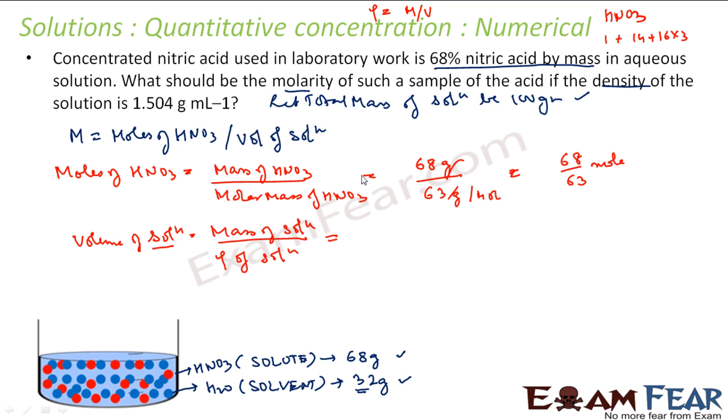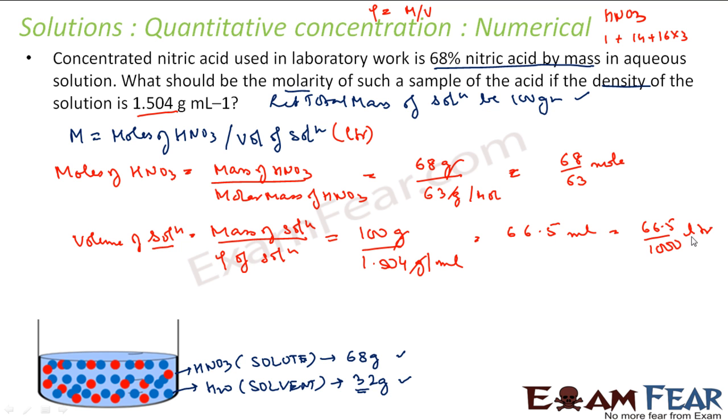What is the mass of solution? 100 gram. And please write units also. Density of solution is 1.504 gram per milliliter. This gets cancelled. You solve this, you get 66.5. What will be the unit? Milliliter. But you want volume of solution in liter. So this becomes 66.5 divided by 1000 liter. This is nothing but 0.0665.